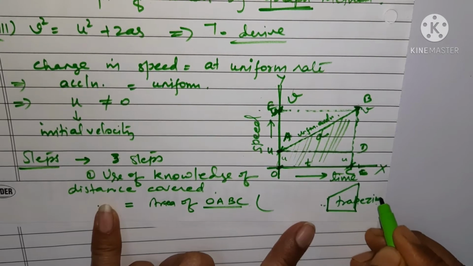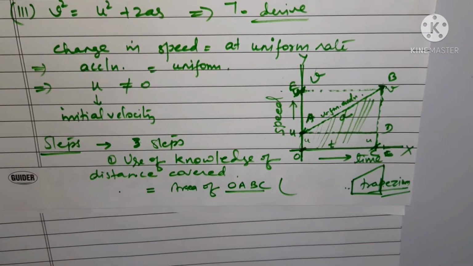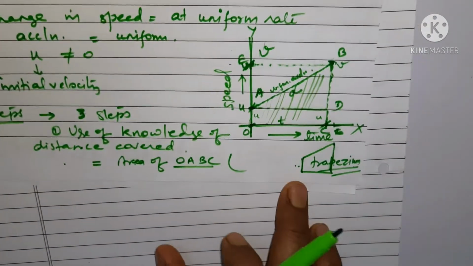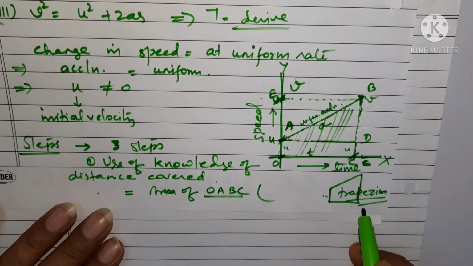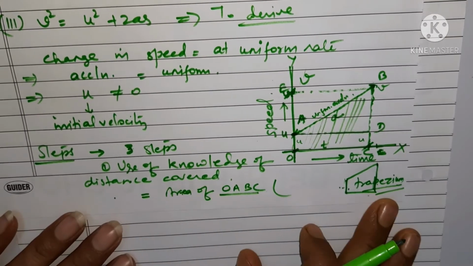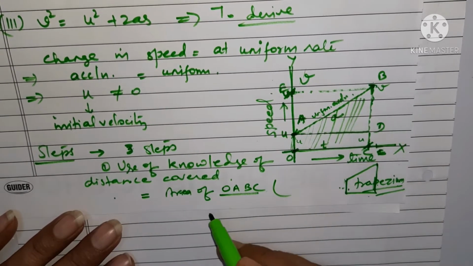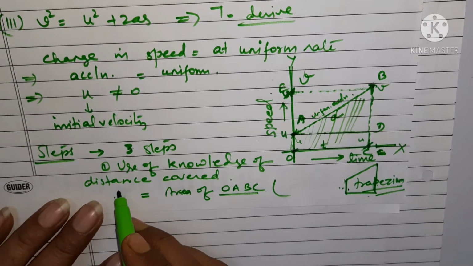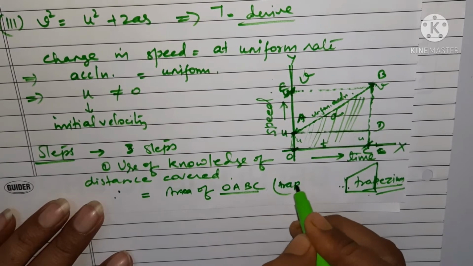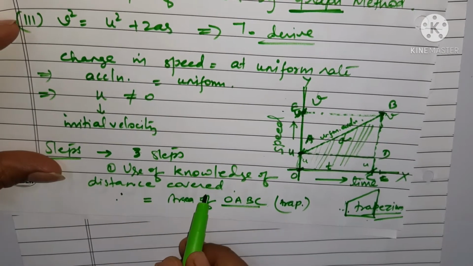About shapes, I am going to come with a series in maths classes. Don't worry about it. Under the series of quadrilaterals, I am going to tell you about all this. But right now, just understand that when two parallel sides are there in a 4-sided figure, you will have a trapezium, whether they are equal or not. So if we find out this area, we will get the distance covered by the body. So the area of OABC, which is a trapezium. The very first step is to know the knowledge of distance covered, which is given by the area of OABC, that is the trapezium.